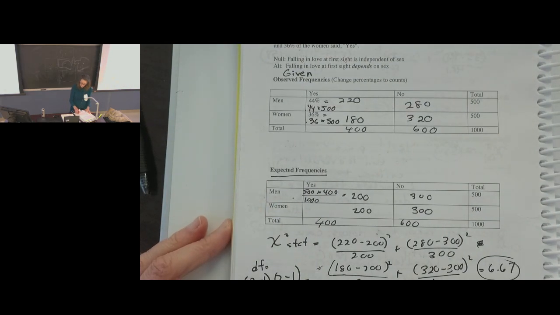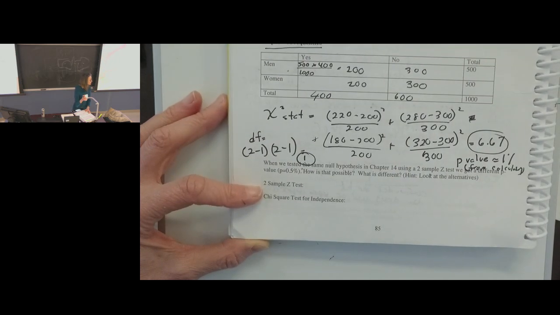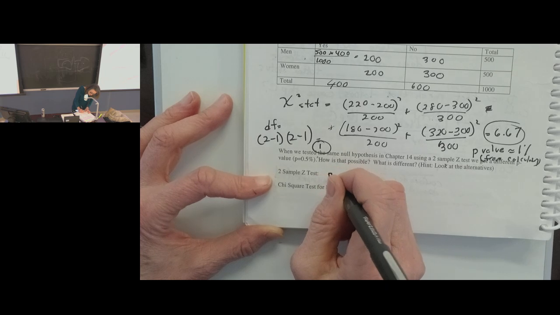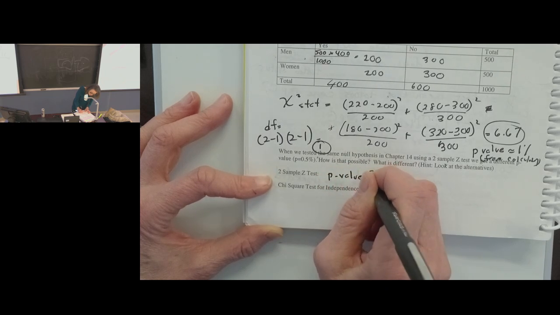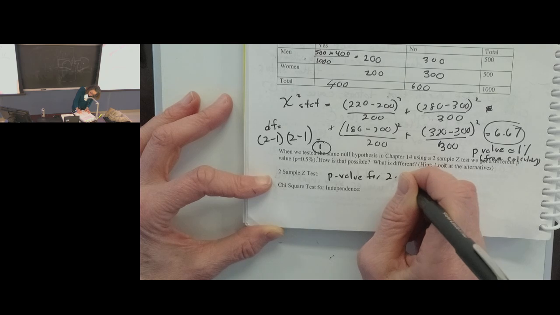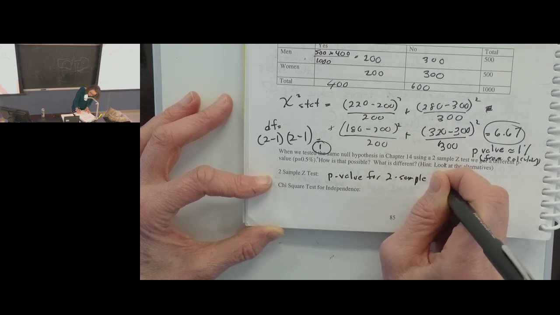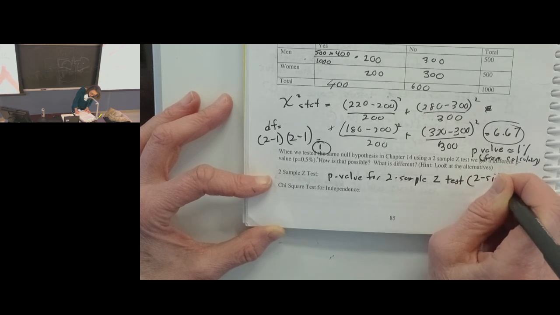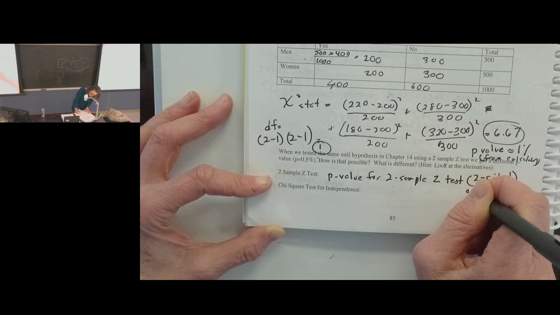And from the two-sample z-test, two-sided, we got a p-value on page 79, wasn't it?